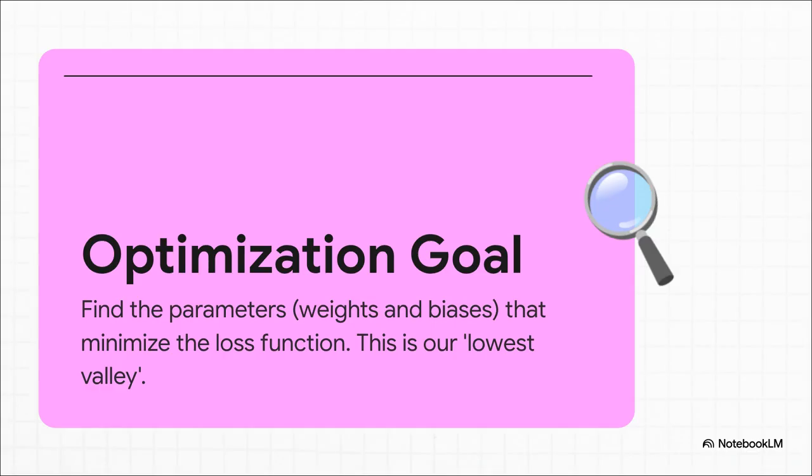Imagine that every possible combination of those billions of knobs creates a vast 3D landscape, a huge foggy mountain range. The height at any point on this landscape tells you how wrong the model is. That's the loss. Our goal? It's simple. Find the lowest possible point, the absolute bottom of the deepest valley in the entire range. And we are a hiker, lost somewhere in this fog, trying to find our way down.